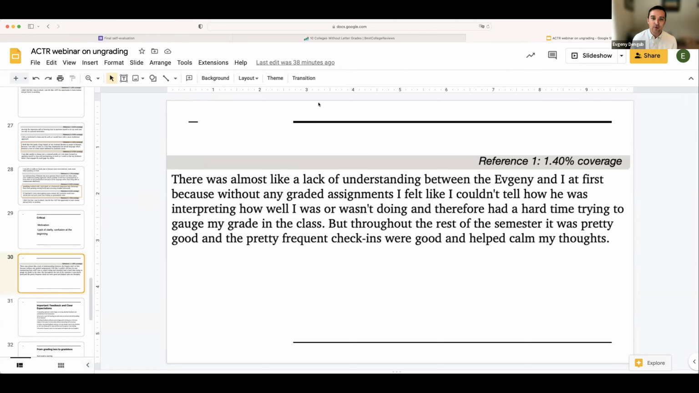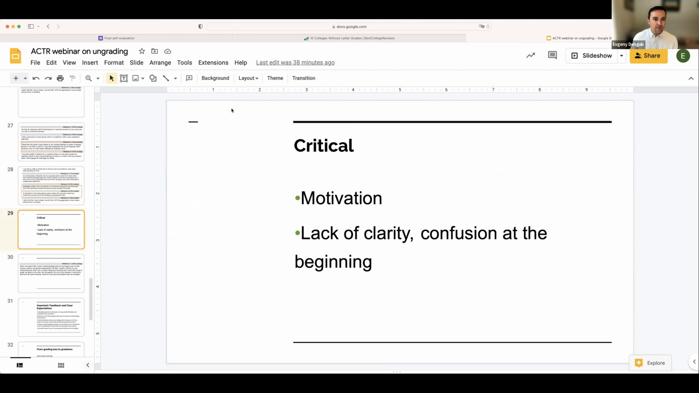So, importance of feedback, importance of communicating your expectations, communicating what you're doing, why you're doing it, and giving your feedback to students. So, a few words about motivation.